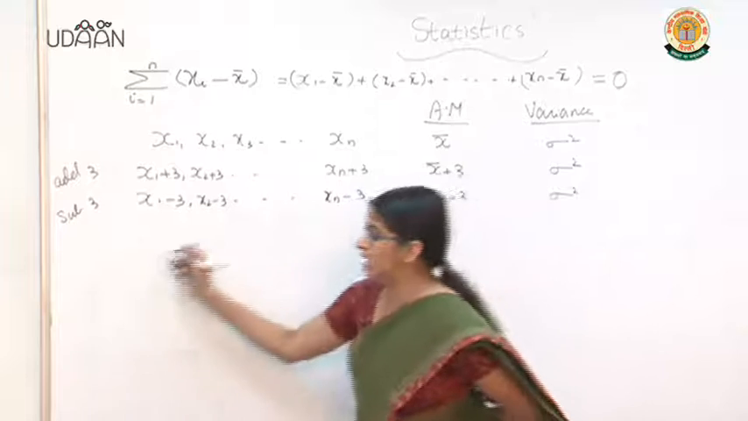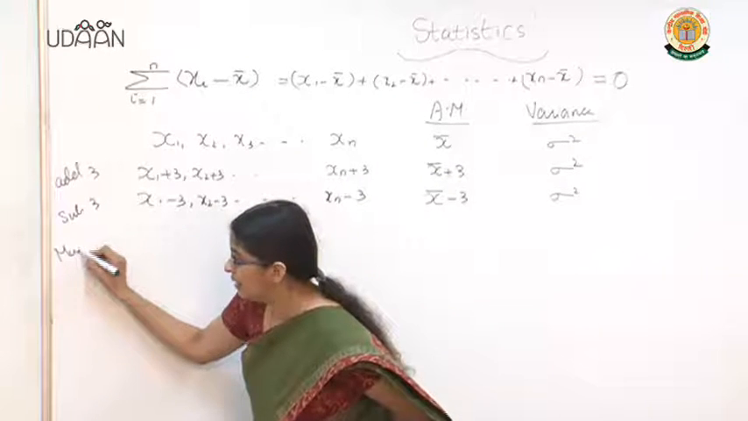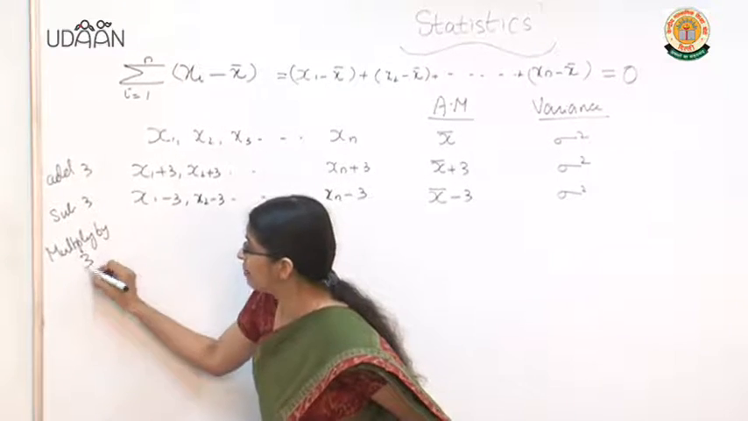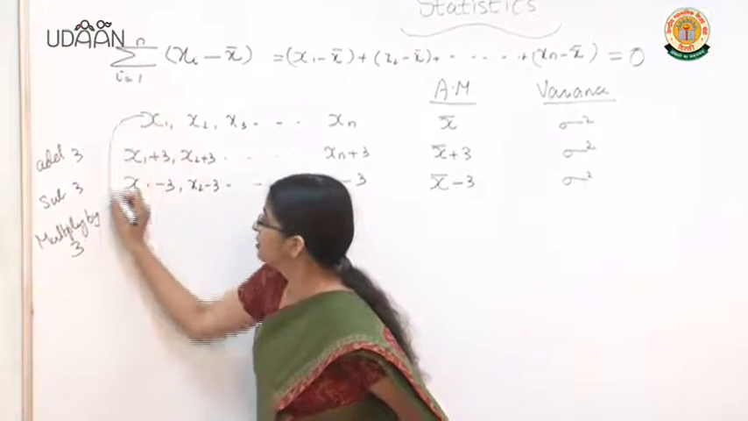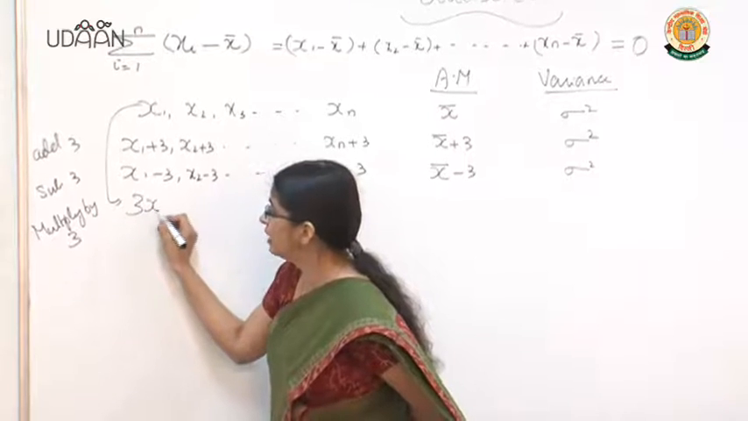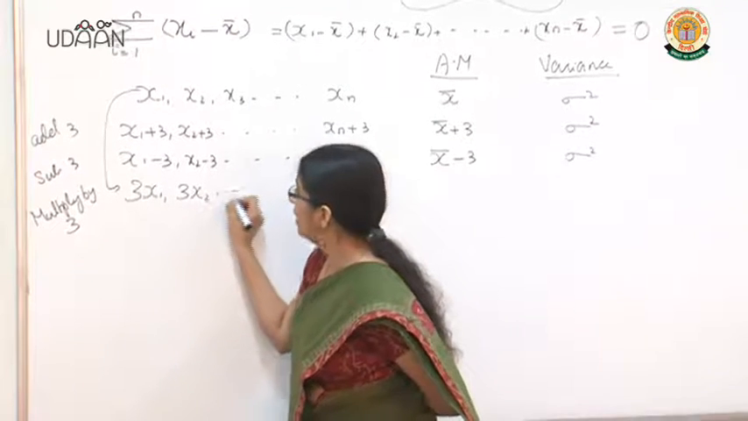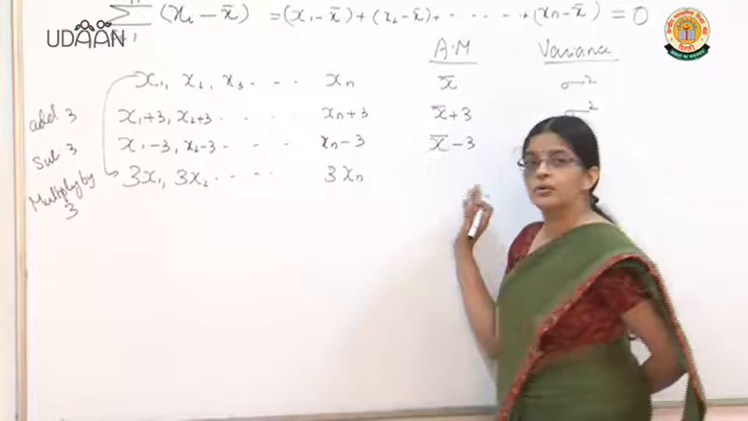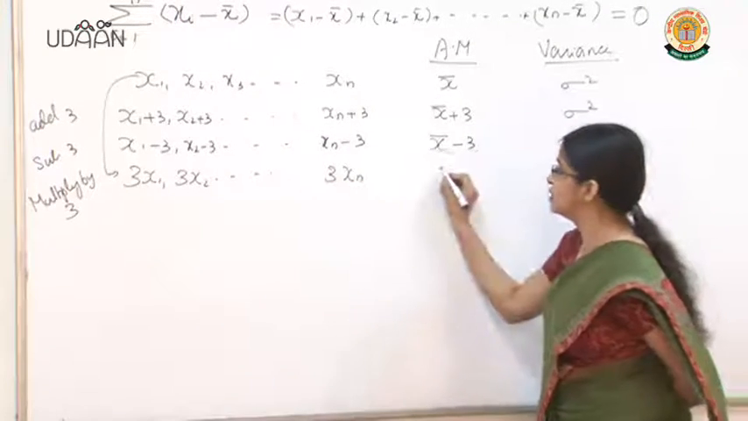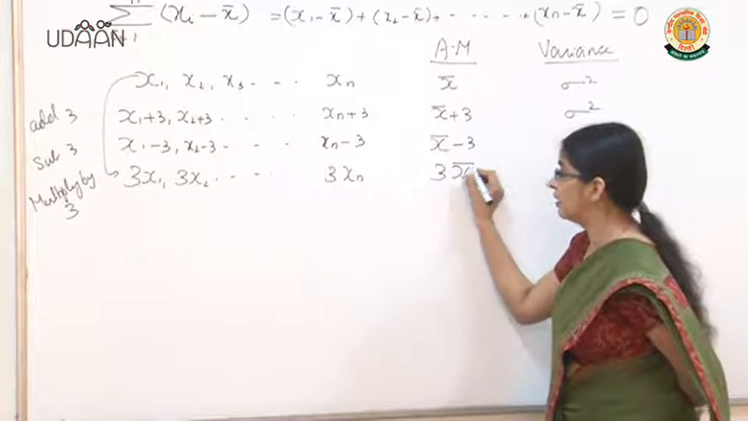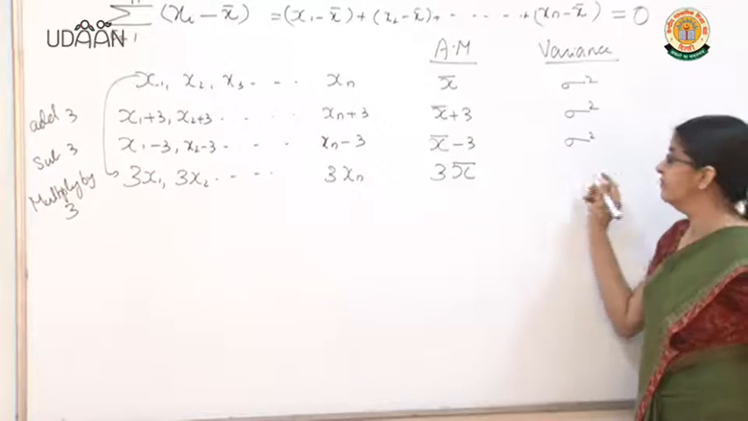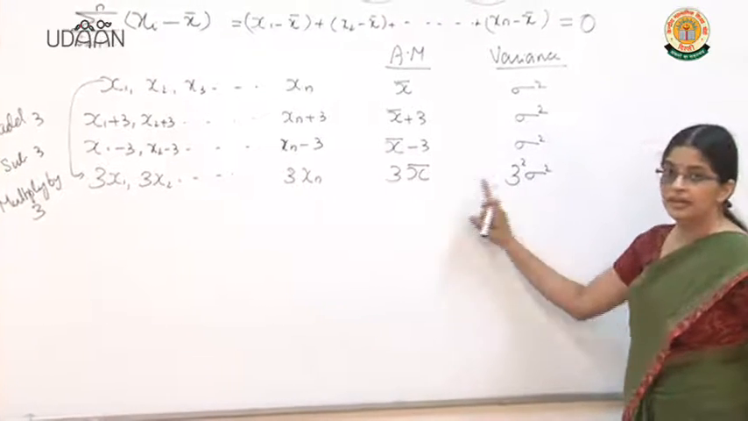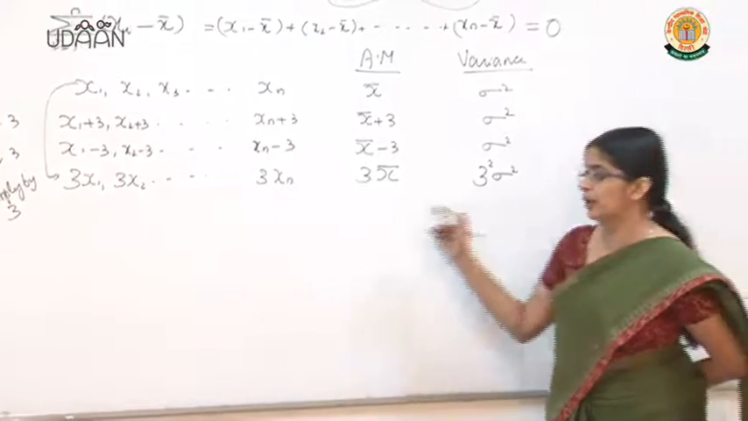I am going to multiply throughout by 3. The observations are 3x1, 3x2, etc., thrice of xn. The arithmetic mean also will be multiplied by the same constant, it becomes 3x bar, and the variance becomes 3 square into sigma square. Variance is 3 square into sigma square.